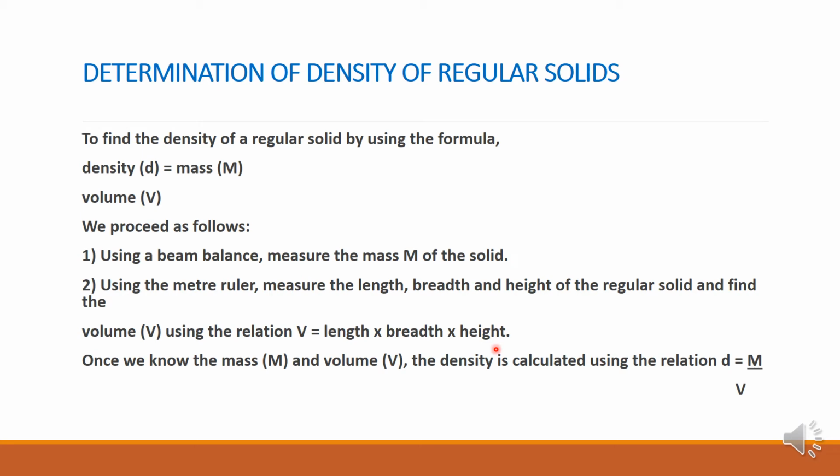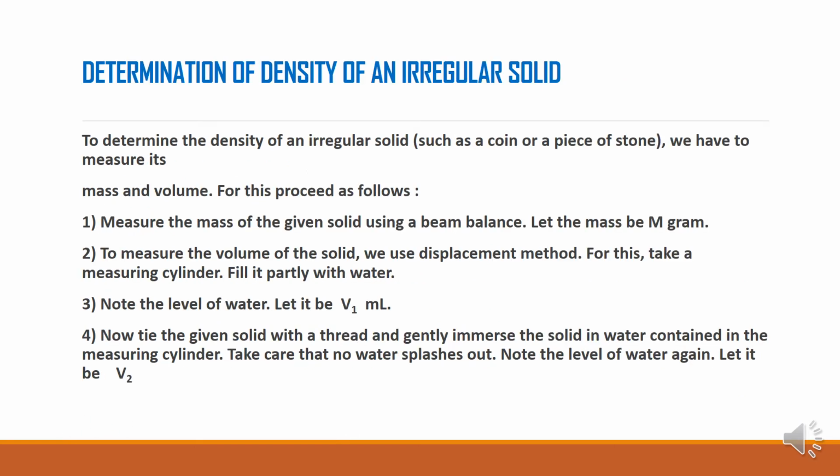You have to find the volume of the cuboid, and the volume of the cuboid will be length into breadth into height. Okay. So once you find the volume, what will you do? You have to find the density. Density is equal to mass by volume. So you will just take density is equal to mass by volume. So that is how we find out the density of regular solids.